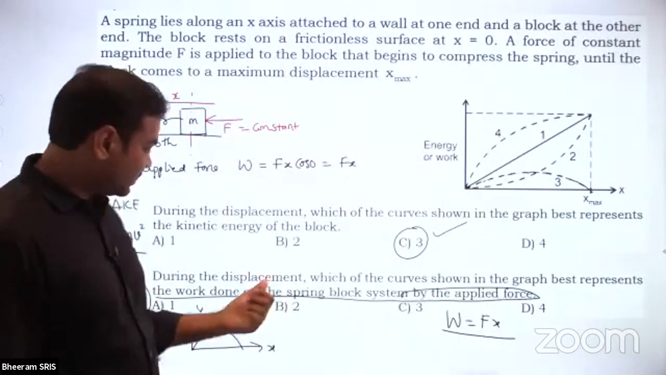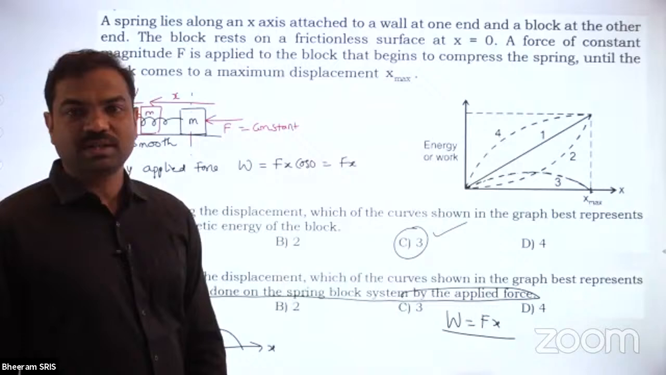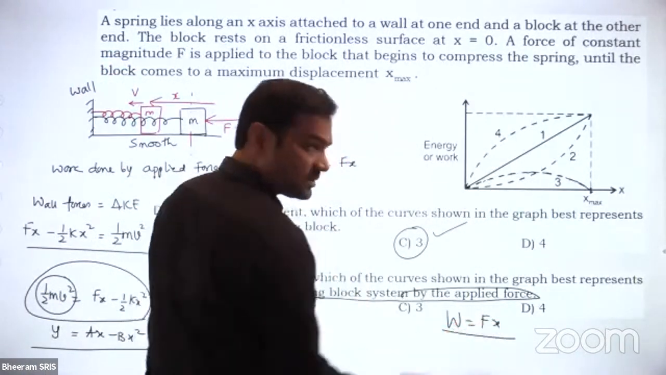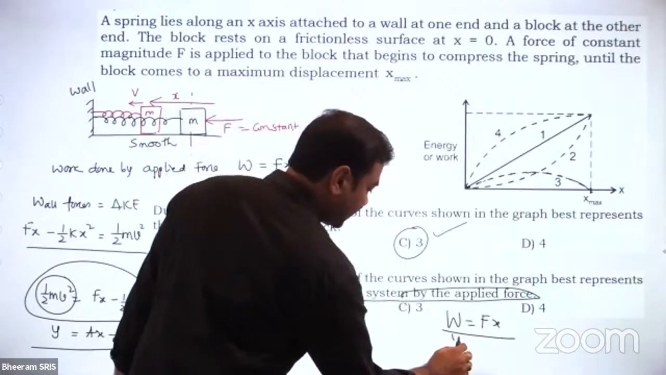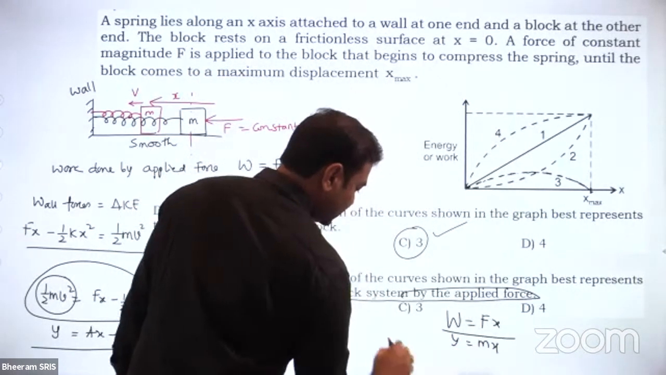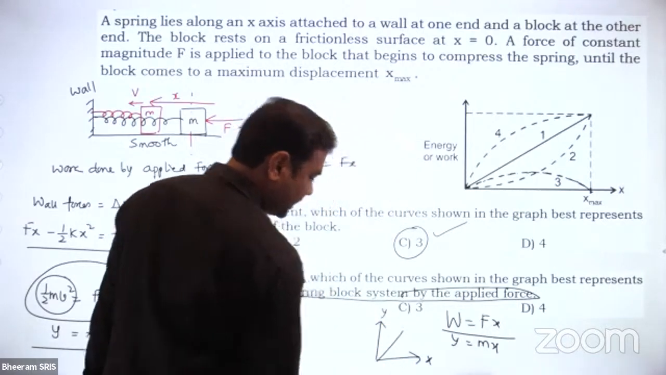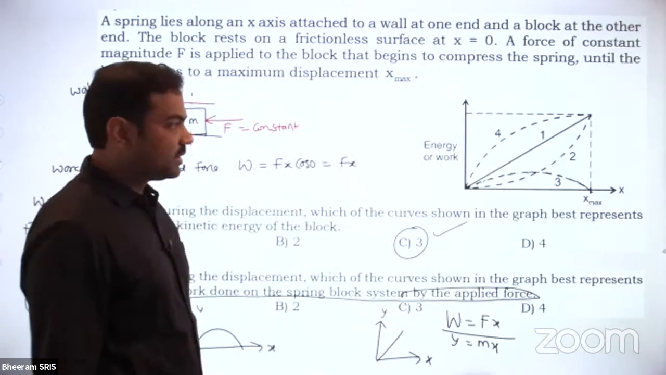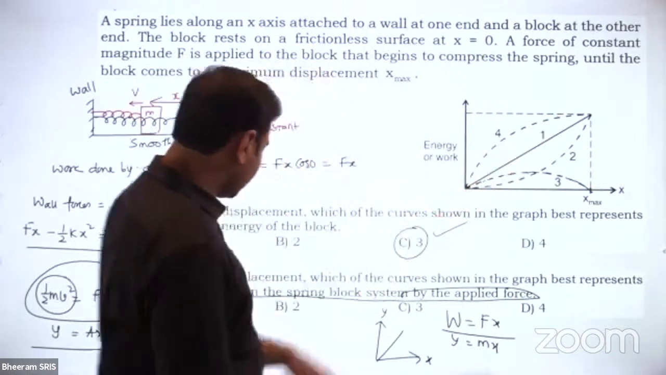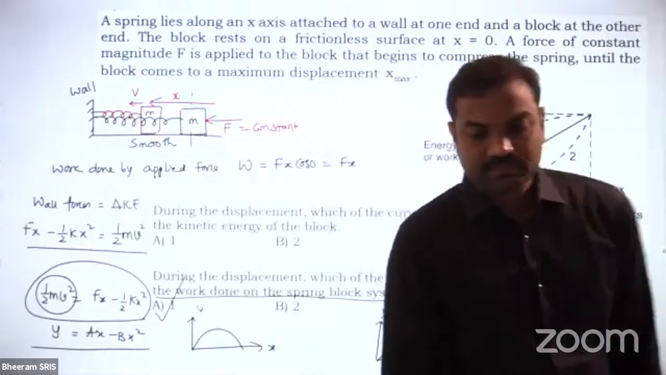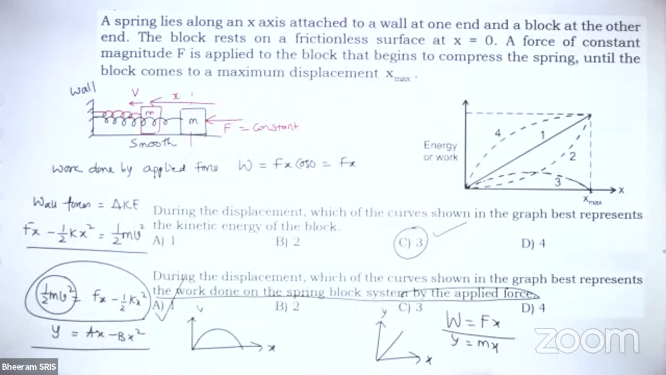This question you have to do. How? Work done by applied force only they are asking. Work done by applied force is F into x. It is like y is equal to mx formula. Then how should the graph be? The graph should be a straight line passing through the origin. Straight line passing through origin is 1. So A should be the answer. Direct. 3 is the answer for the previous question.